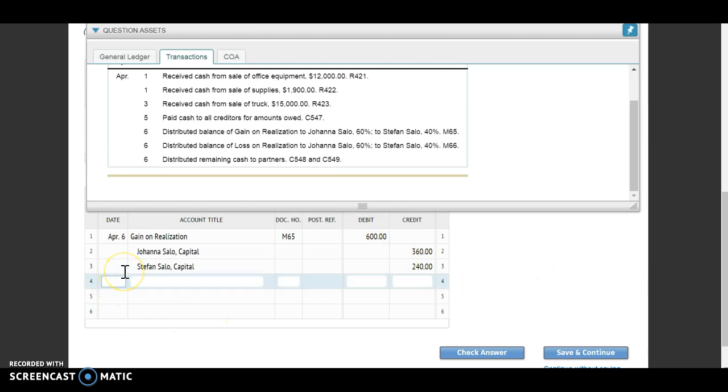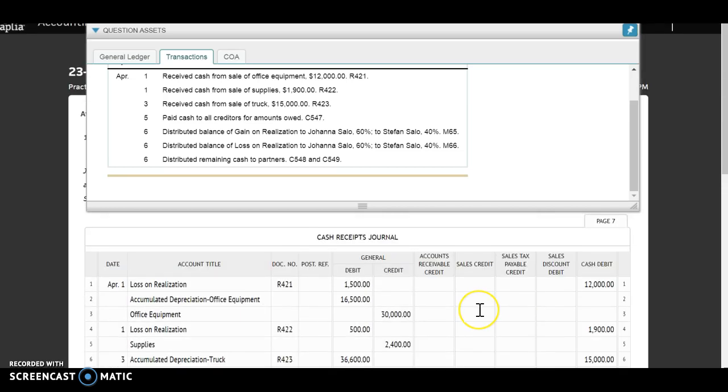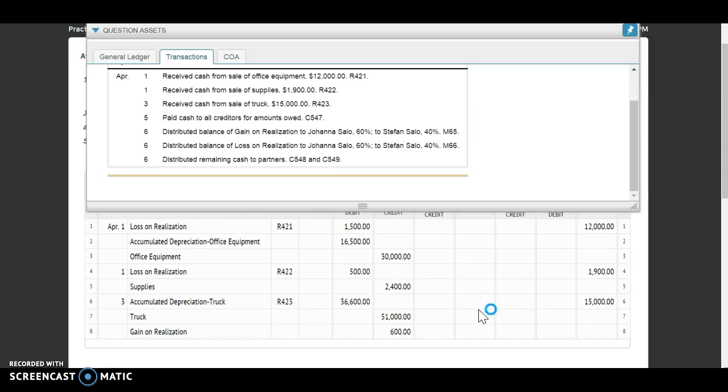Okay, the next one, now we're going to distribute the balance of the loss on realization to Joanna and Stefan. Again, they get 60% and 40%. So I'll put in the date of the 6th. Now we need to go back up. We have two different transactions to our loss of realization. So our first one was for $1,500, and then our second one was for $500. So that means that we have $2,000 worth that we're going to need to distribute. Those are debits. So to close that, we're going to have to credit the loss of realization.